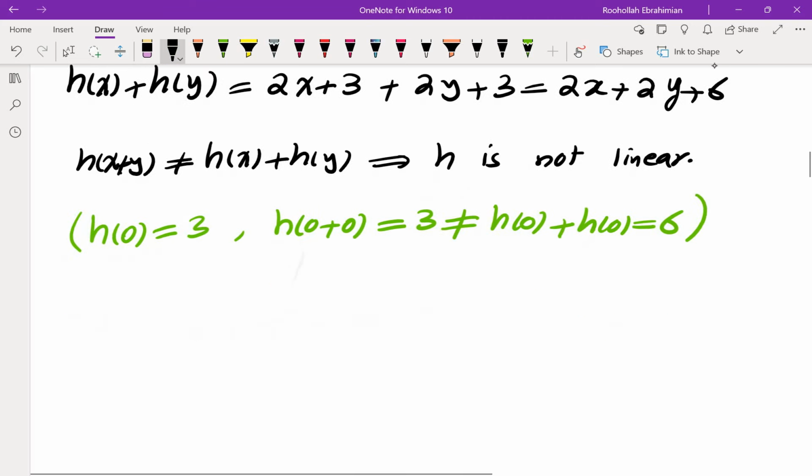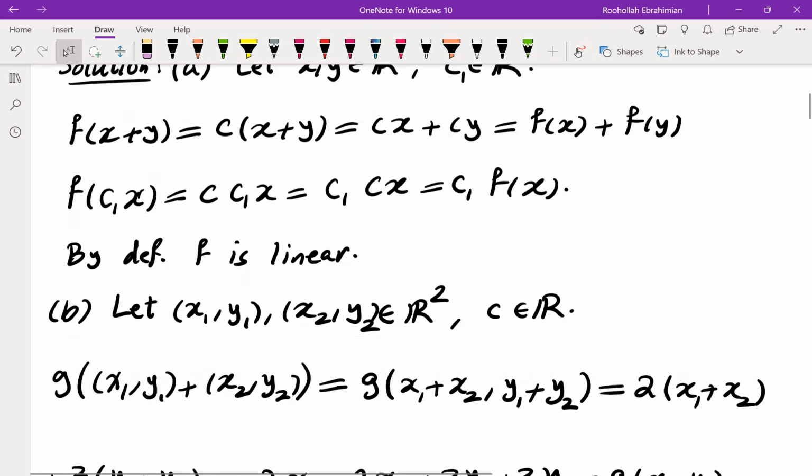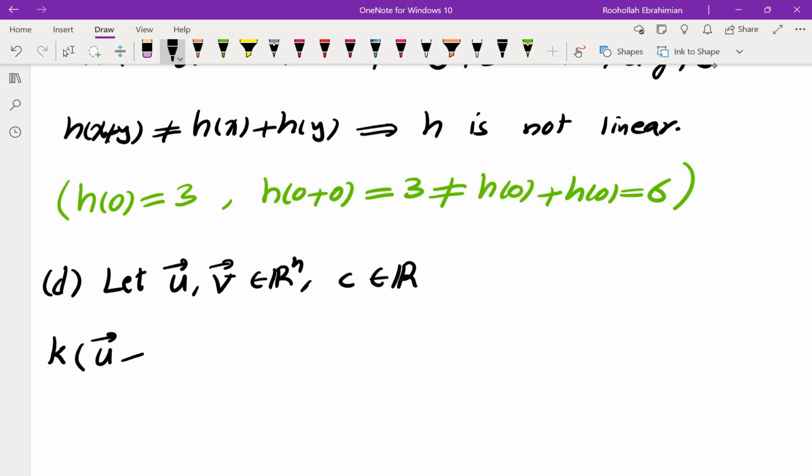Finally, the last example is a function from Rn to R defined by inner product. W is a fixed vector, and we take the inner product of W with a vector V. So we're going to do the same thing. Let U and V be in Rn and C be a scalar. We're going to look at K of U plus V, which is the inner product of W and U plus V.